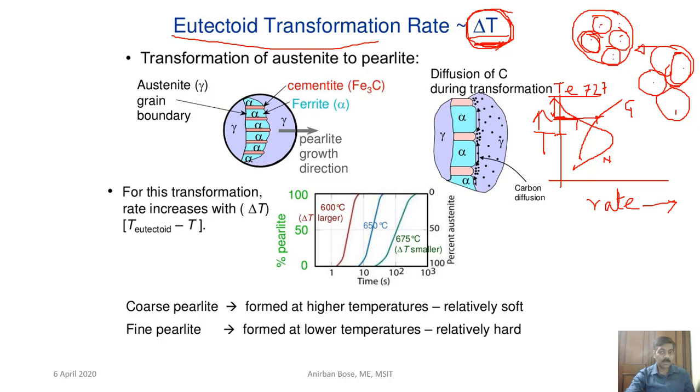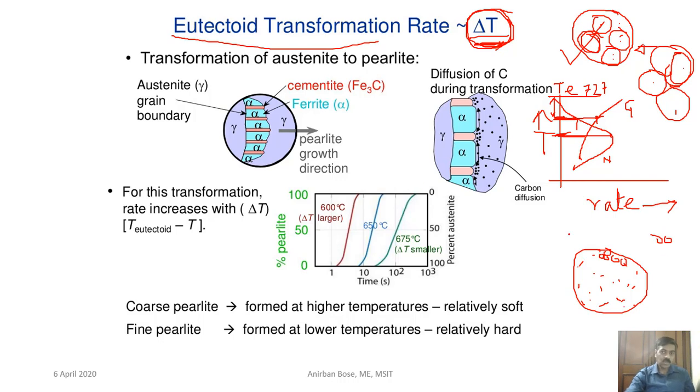But now suppose you are at 600 degrees centigrade, where you can see the growth rate is small but the nucleation rate is high. If the nucleation rate is high, what will happen? Many nuclei will form, and they will grow gradually. The growth rate is not very high. So what will happen? We will get a fine grain structure. So you get the coarse grain at the higher temperature, and at 600 degrees centigrade you will get a fine grain structure. So you will get fine pearlite.